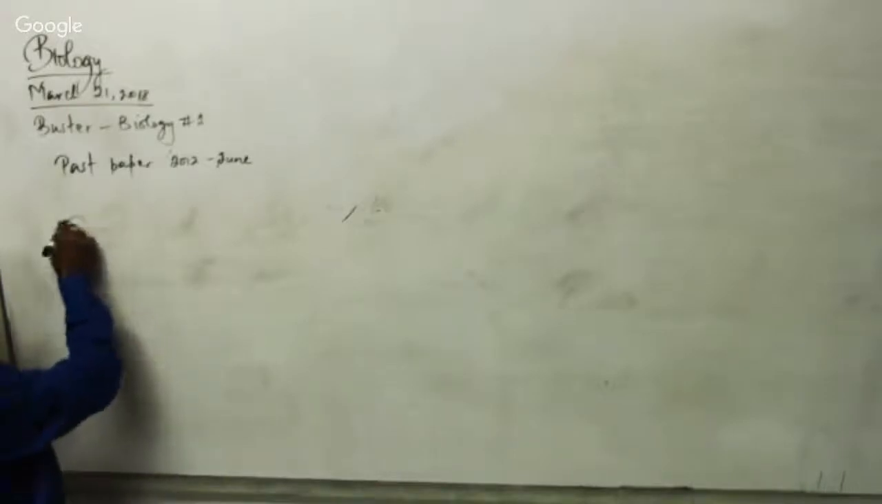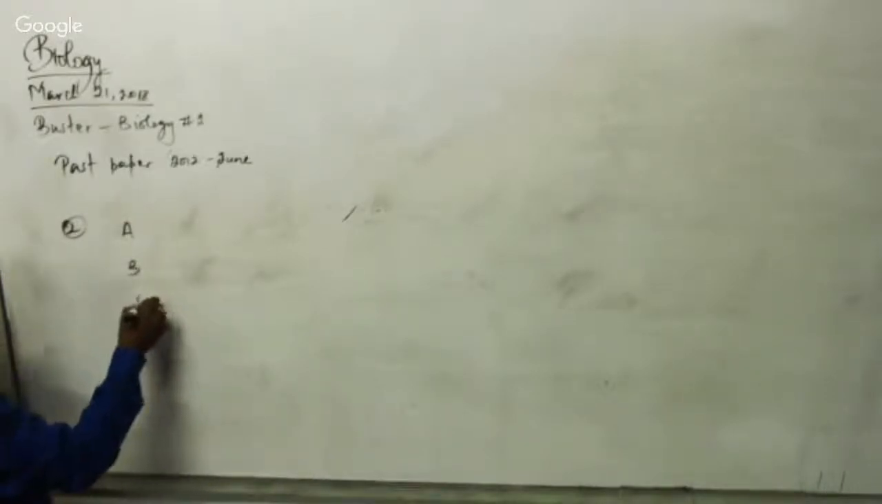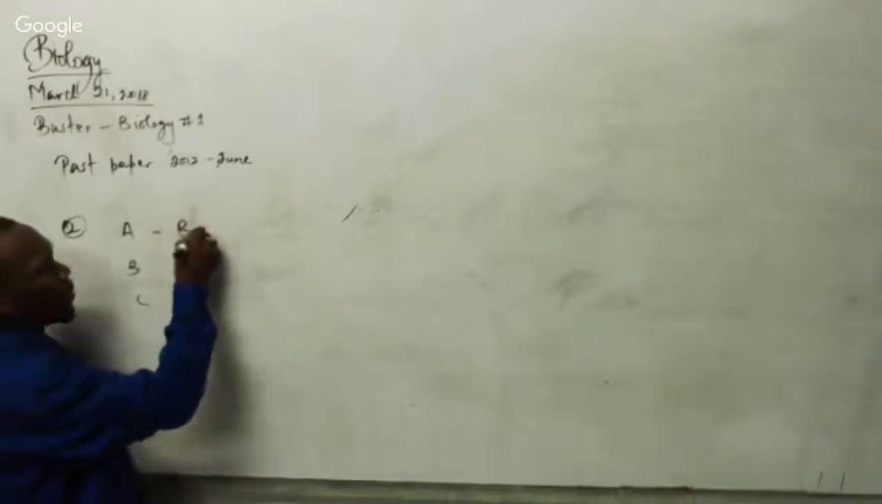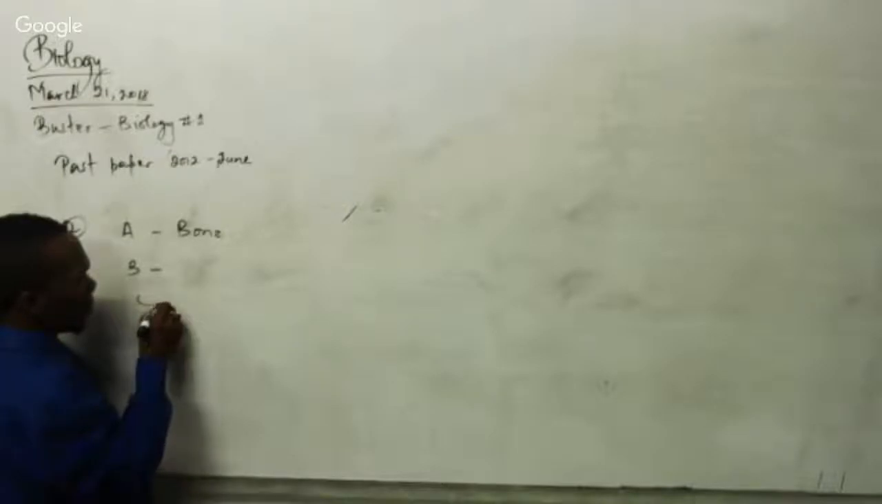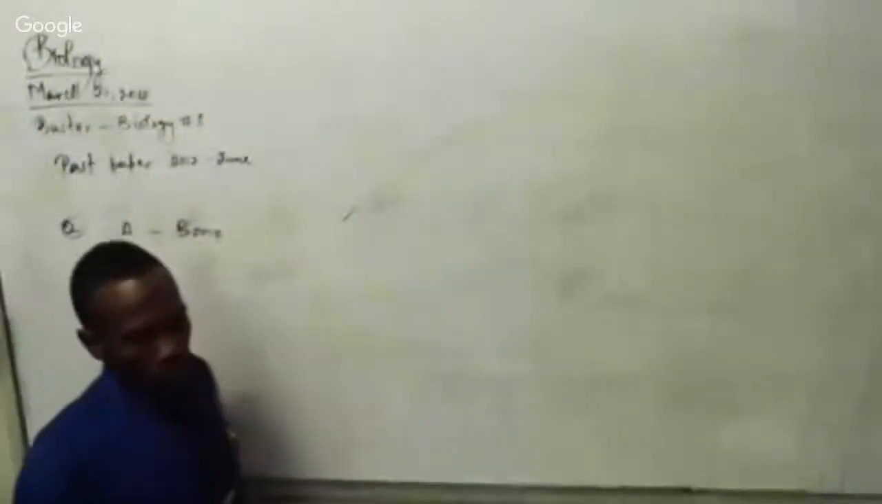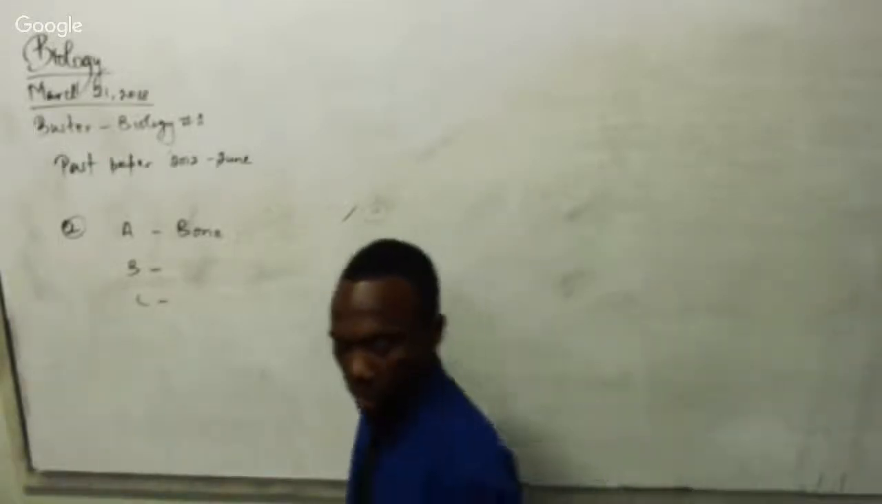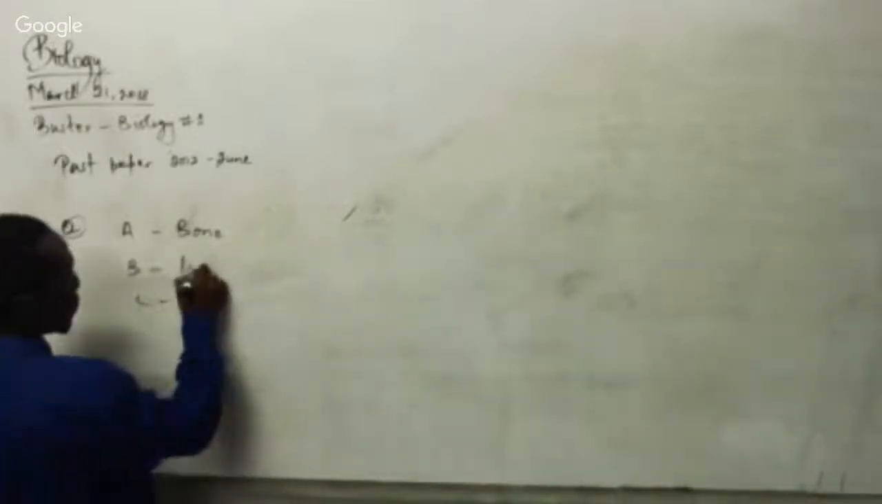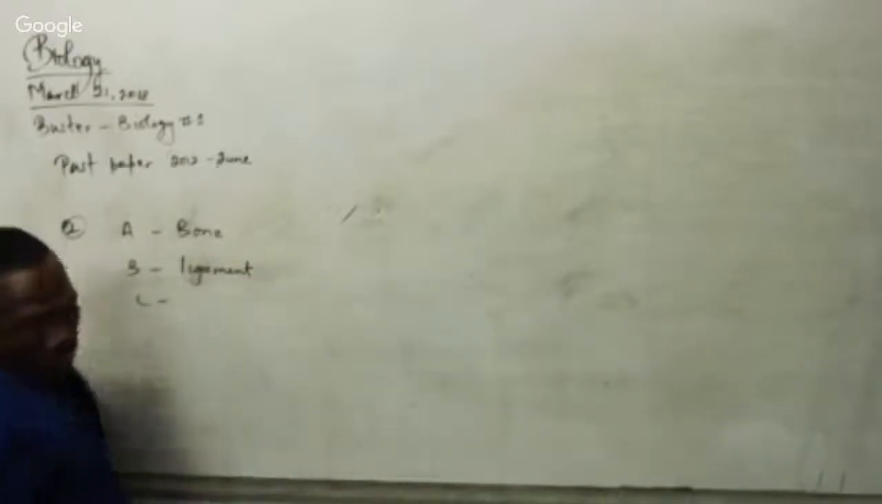Question 2. So what is A, B, and C? I think A is a bone. Yeah. What is it? Muscular tendon. Ligament. Yes. B is a ligament. A different possibilities. I'm using the first one.